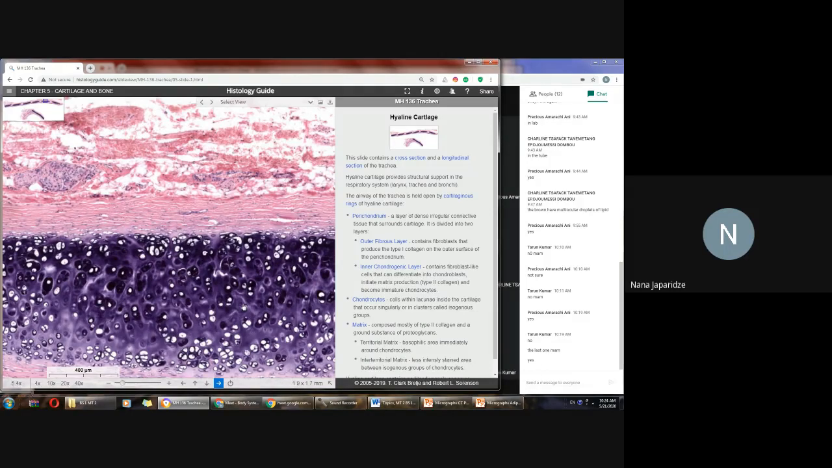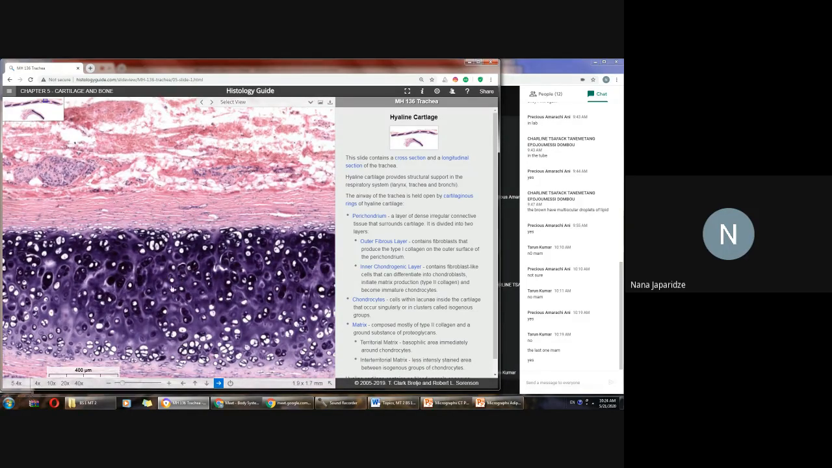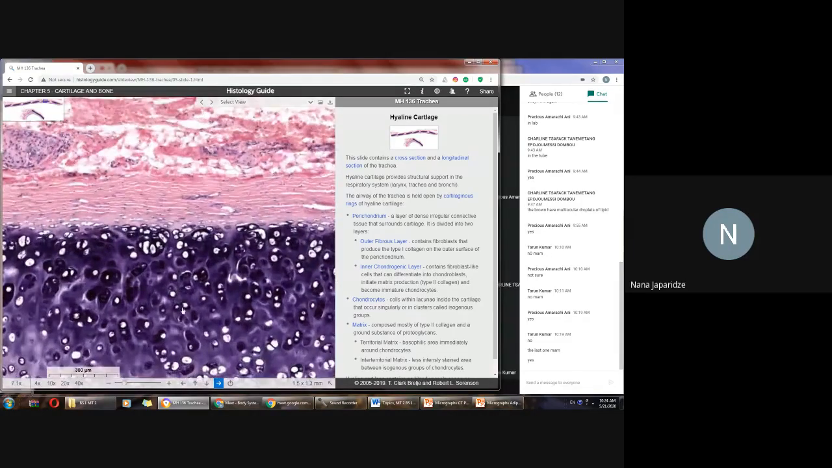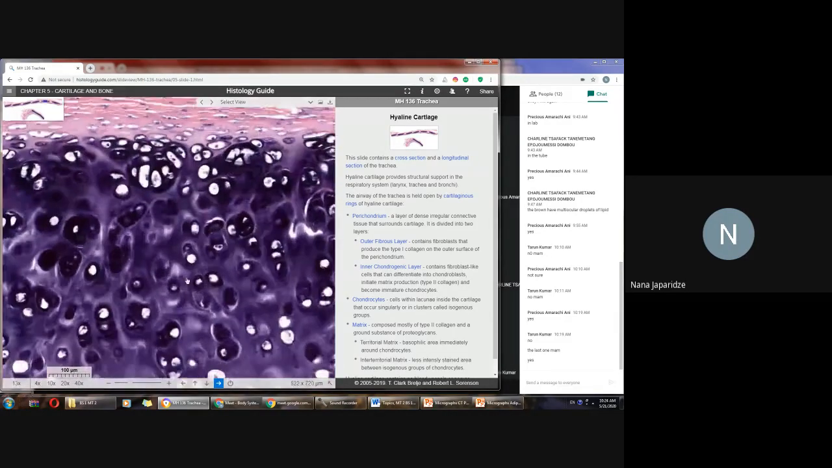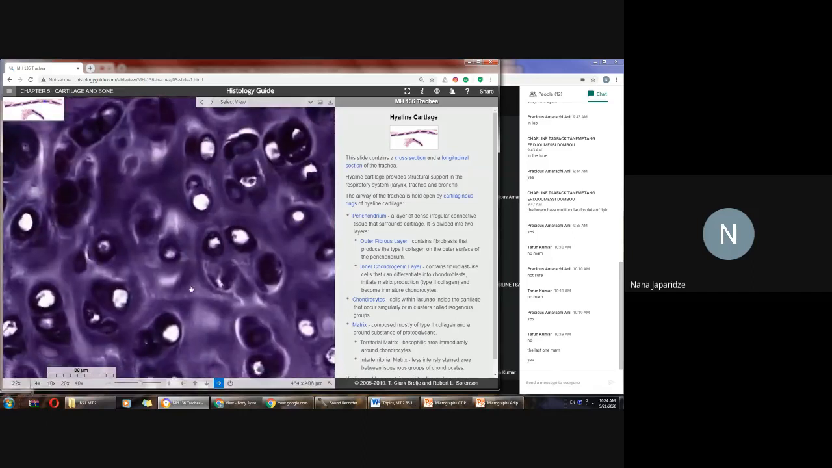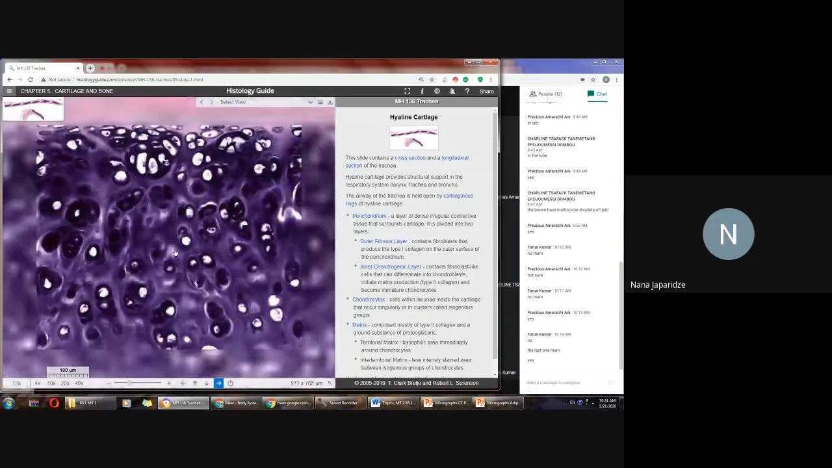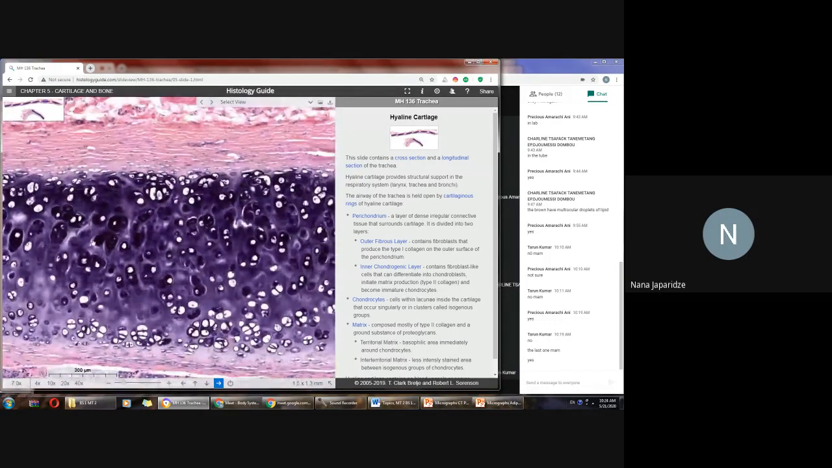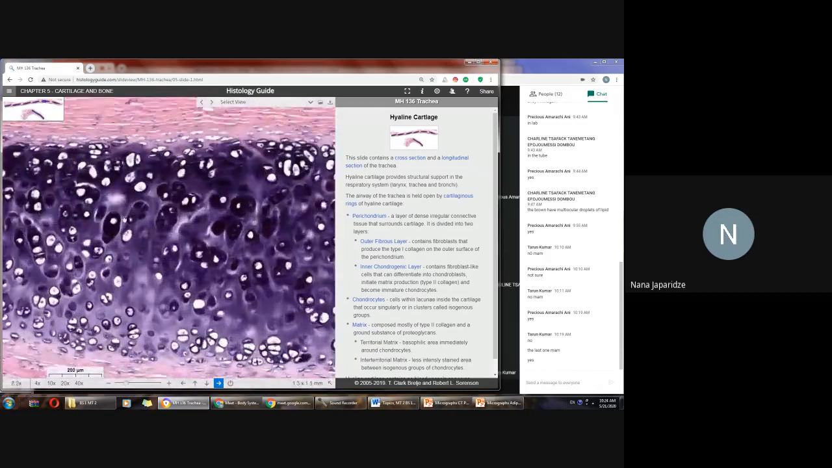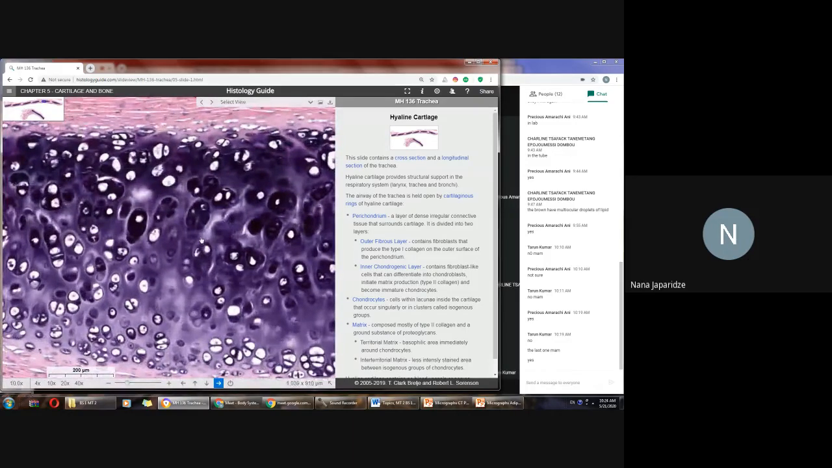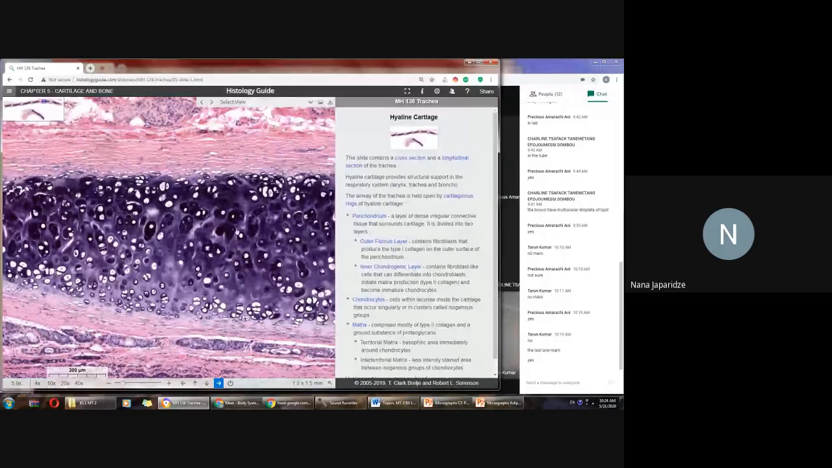In the middle, in the deeper layers of cartilage, cells are still able to divide. That is why we have groups here too. And they give rise to new layers of extracellular matrix. So this growing process takes place in the deeper layers of cartilage. This is called interstitial growth.